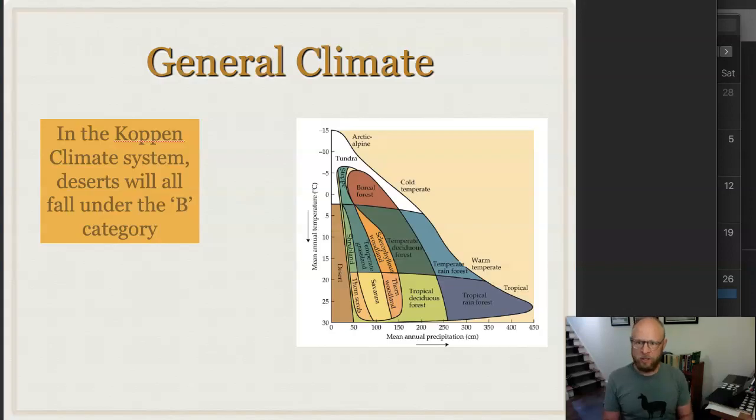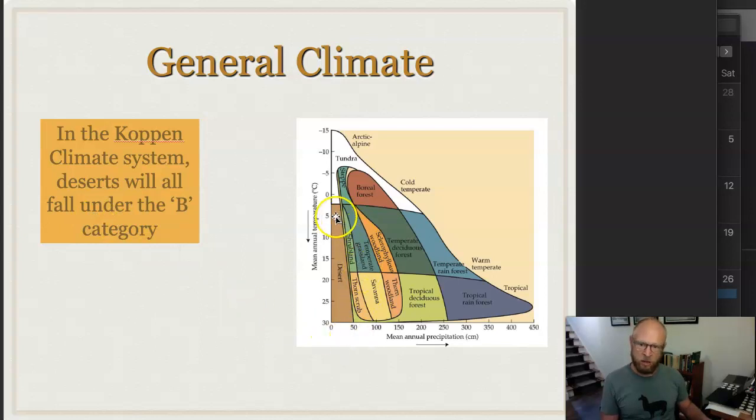So just to set the stage, we did some calculations determining the Köppen climate system code a few weeks ago. If you remember, that first letter divides the world up into 5 different categories, one of them being the letter B, which stands for arid ecosystems or arid climates. And so our deserts are all going to be under that B, or the arid systems.